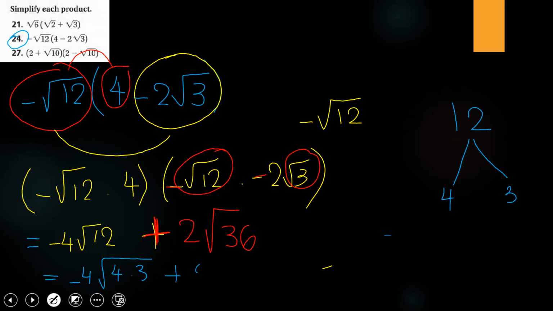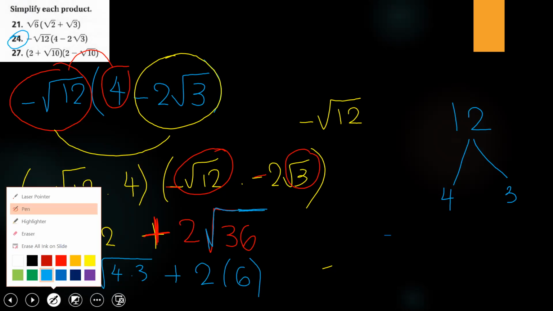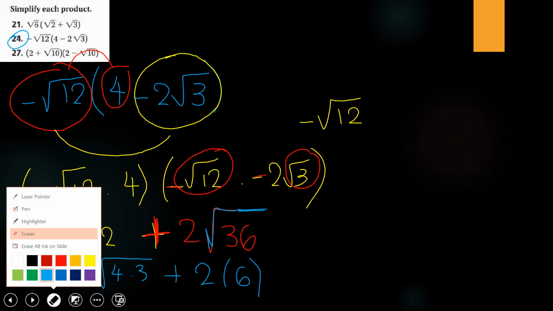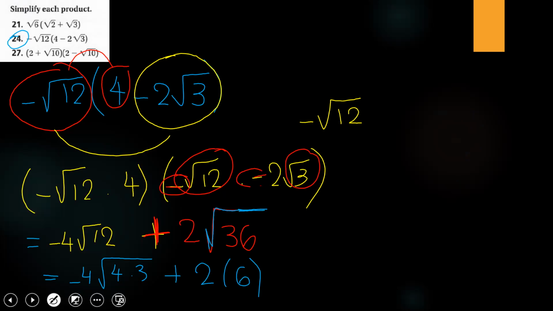Plus 2. Now what is the square root of 36? It is a perfect square. It is 6. Bravo. Now let's continue here. Is it plus 2 square root of 36 or minus? It's a plus because here we have minus times minus. So it's plus.